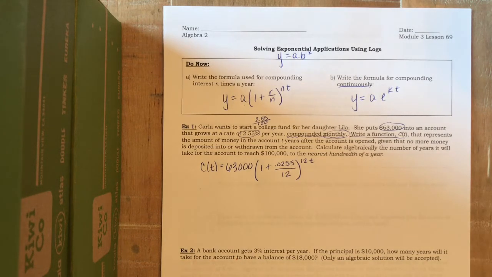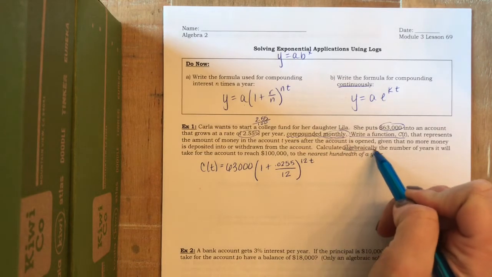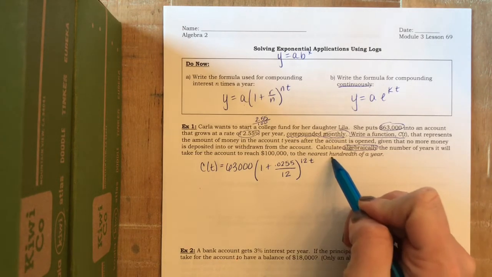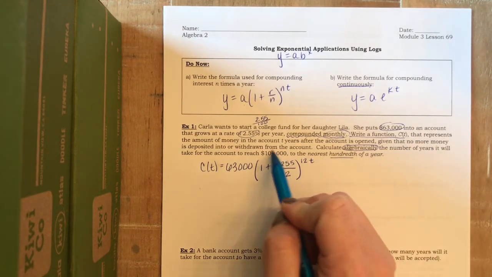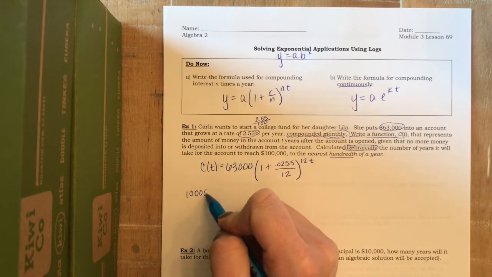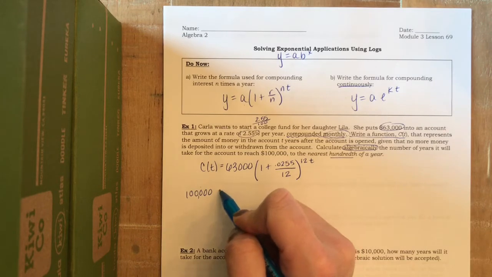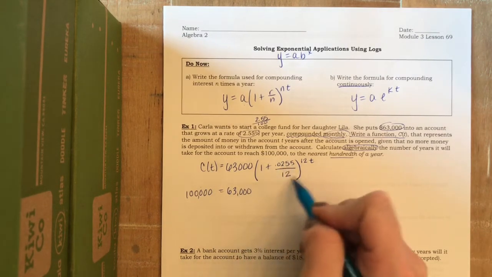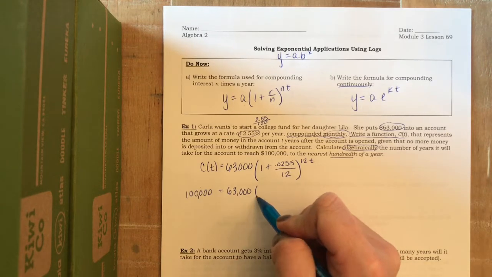So the question was calculate, and here's another keyword, algebraically the number of years it will take for the account to reach $100,000 to the nearest hundredth of a year. So the final amount, that's your c of t. So we're going to put that for c of t. So 100,000, make sure you have the right amount of zeros. And then you can put this part into the calculator.